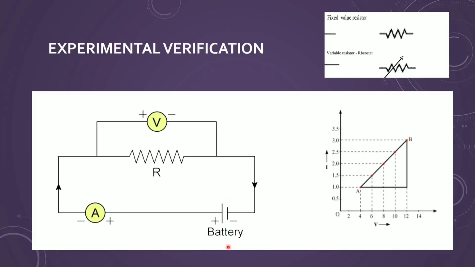So if I am changing it from the battery, the potential difference will change, and then with reference to that the value of current can be measured. And we get a straight line graph with a slope, and the slope of this graph gives me the value of the resistance. And this whole study was initially done by the scientist Ohm.